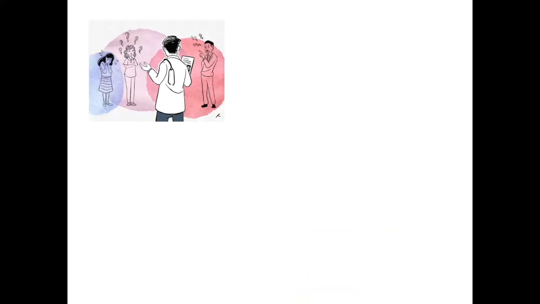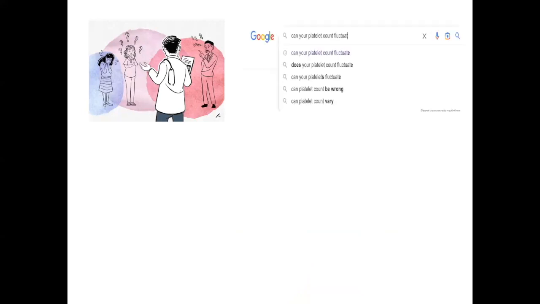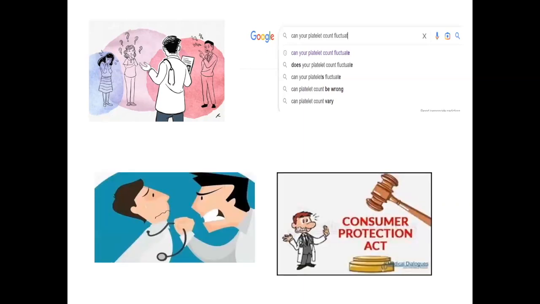Because they ask unnecessary questions, they shout, they become depressed after looking into the reports. They go on to Google and just imagine, I just put, can your platelet count fluctuate? I could not even complete the fluctuate spelling, and what I get in the drop box is, can platelet count be wrong? So Google gives this idea, the patient clicks on that and then says that you are giving my platelet counts wrong. Then what happens, we all of us know.